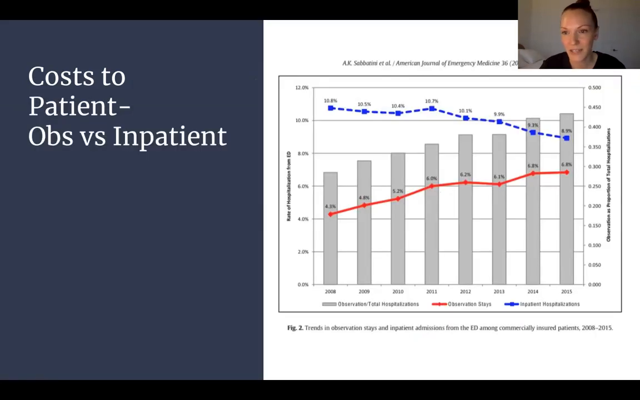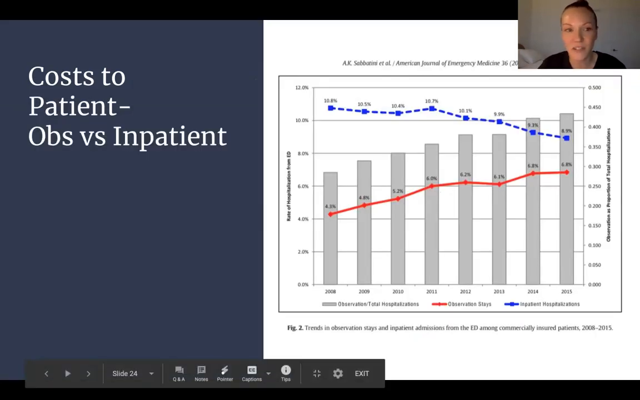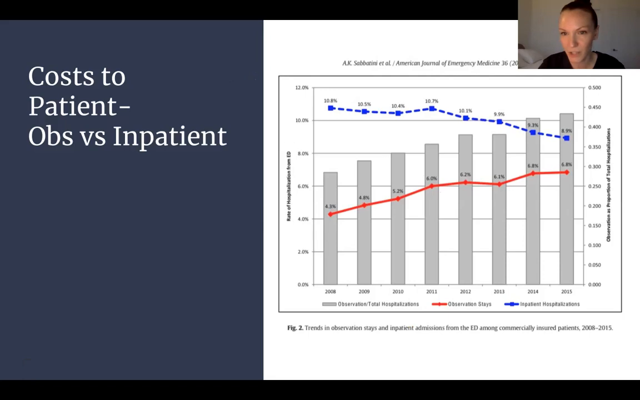So this kind of says the same thing. This graph is from that last article that I mentioned. The blue line is the percentage of patients from emergency rooms across the nation that are getting admitted to the hospital. And you can see from 2008 that there is a steady downtrend of admissions from the ER to the hospital. And in observation, there is a steady increase. The increase in observation doesn't account for the total decrease in admissions to the hospital. It's actually a bit more.